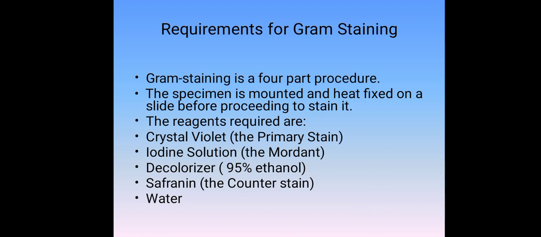The third one is the decolorizer. The decolorizer used here is 95% ethanol. It is responsible for removing the primary stain from the bacterial cells. The next one is safranin, which acts as a secondary stain or counterstain, used for again coloring the decolorized cells.